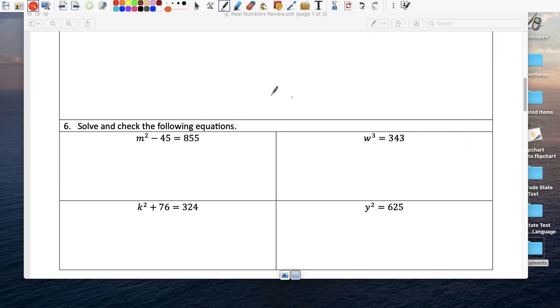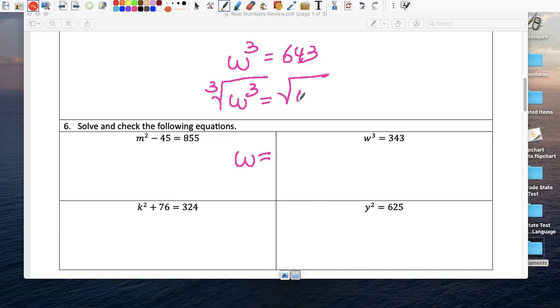Then we have one cube question, so w to the third power equals 343. So it's the same process. I want w by itself with the exponent of 1, not a 3, so how do I make that happen? To make that happen, we're going to take the cube root on the left side and then the cube root of the right side. So we know that the cube root of a positive number is positive. So what number multiplied by itself 3 times is 343? Oh, sorry.